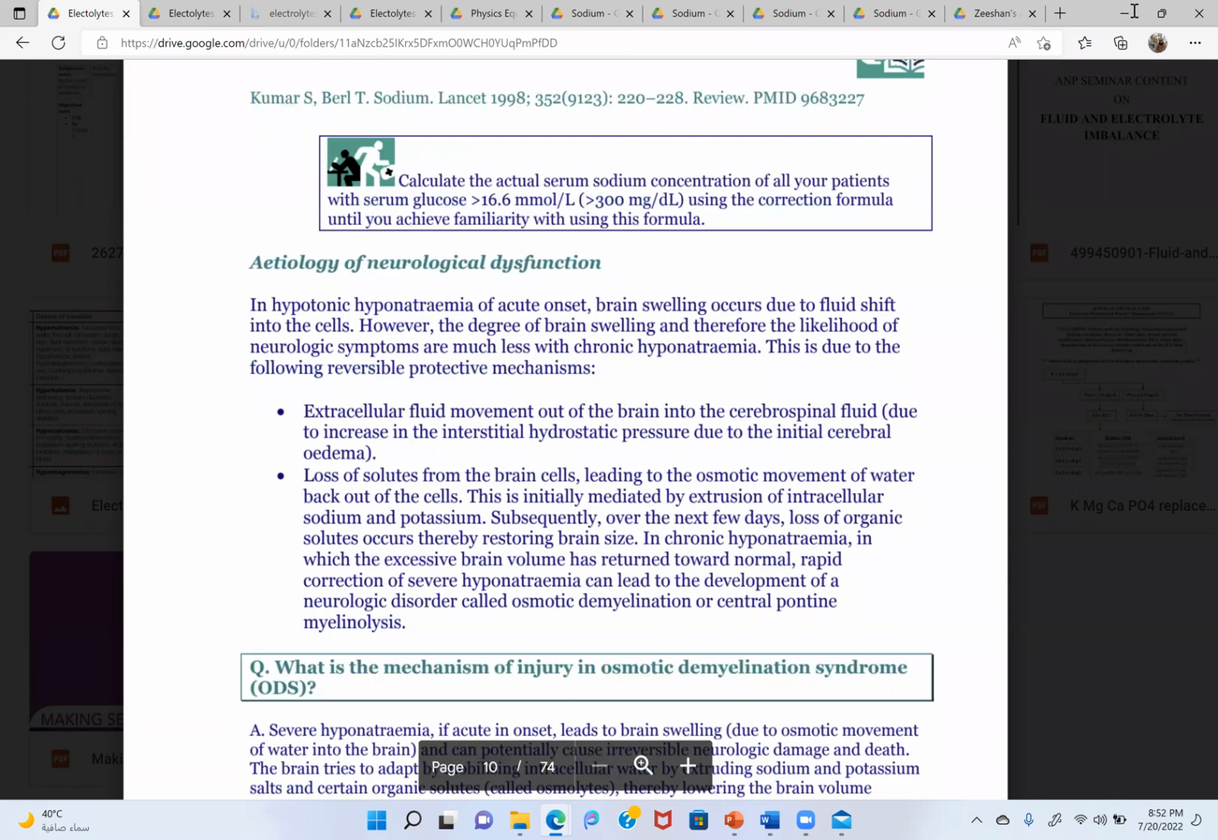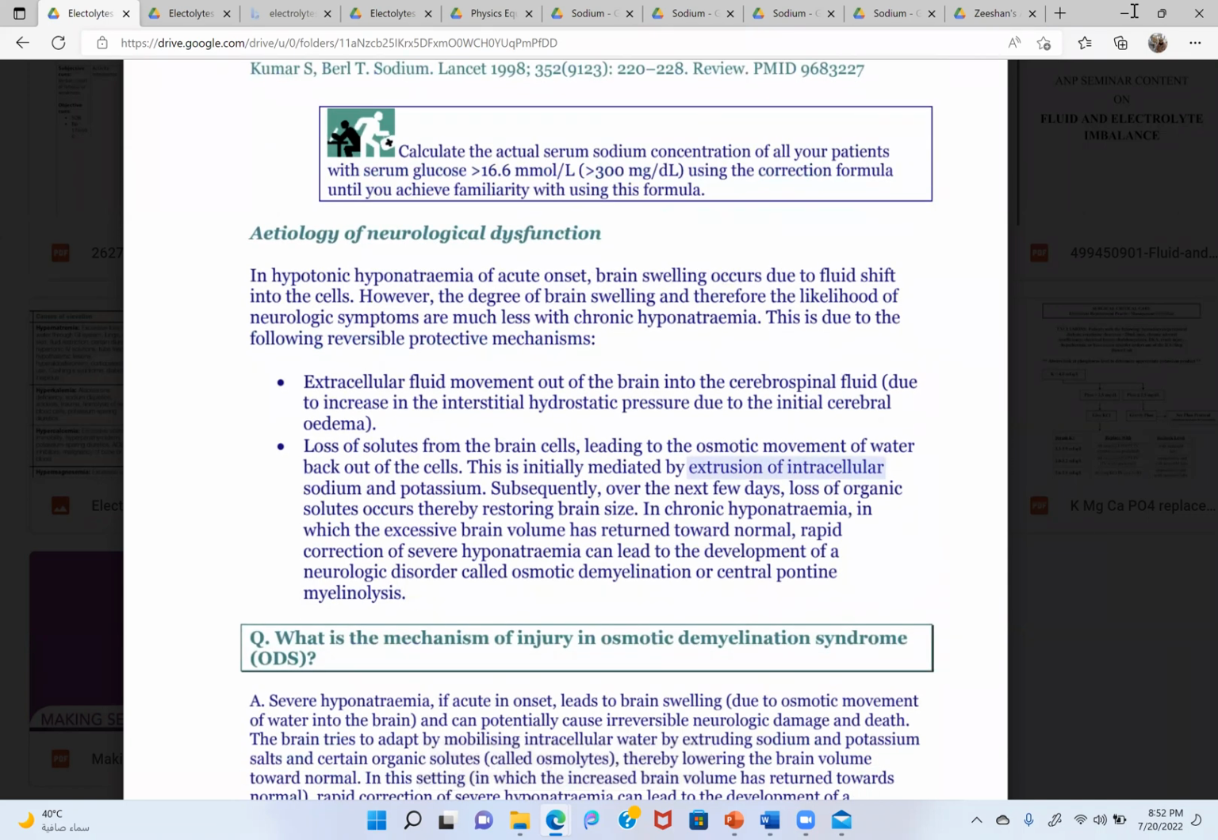Okay, so how this occurs: yesterday I told you that if you are putting hypotonic fluid in extracellular fluid, like in blood, that extra water will go inside the cell to maintain the tonicity, because water can freely pass through the cell membrane. So it will cause brain swelling, as they have told. Brain swelling occurs due to fluid shift into the cells.